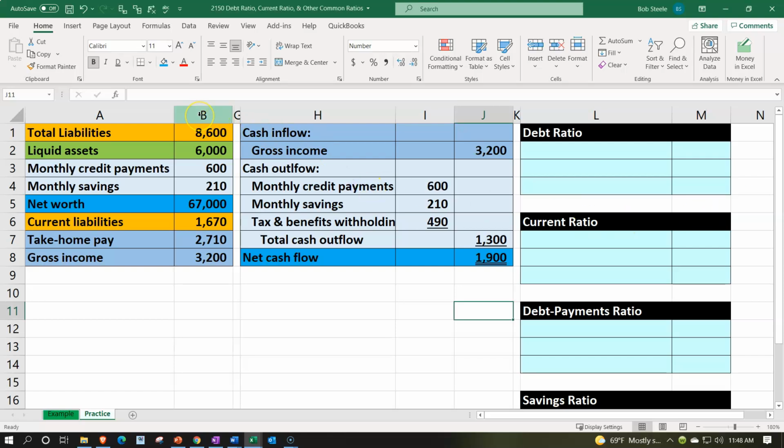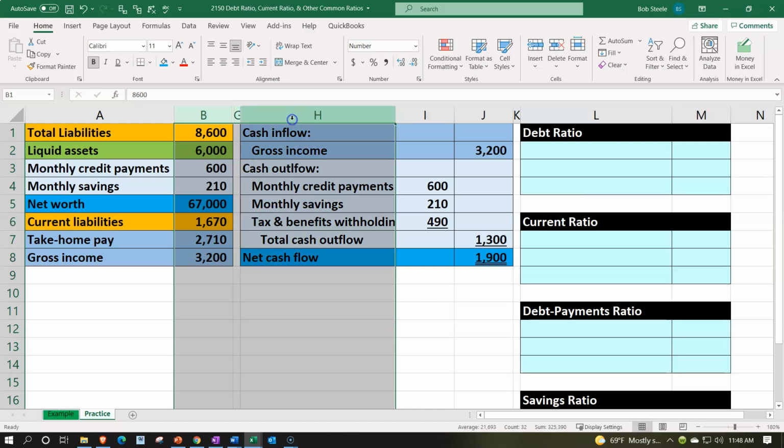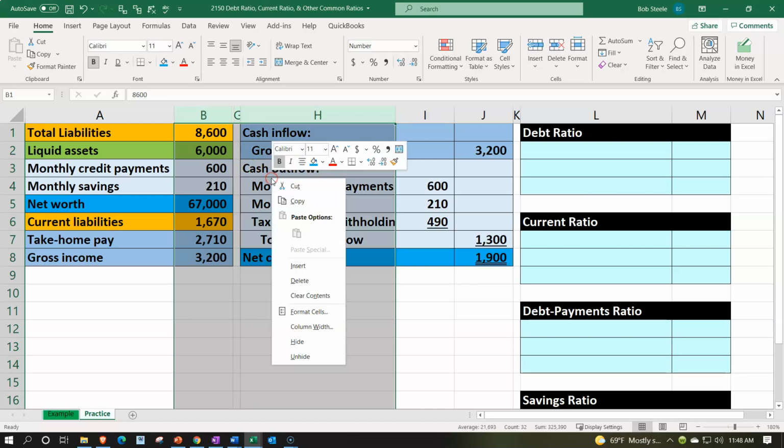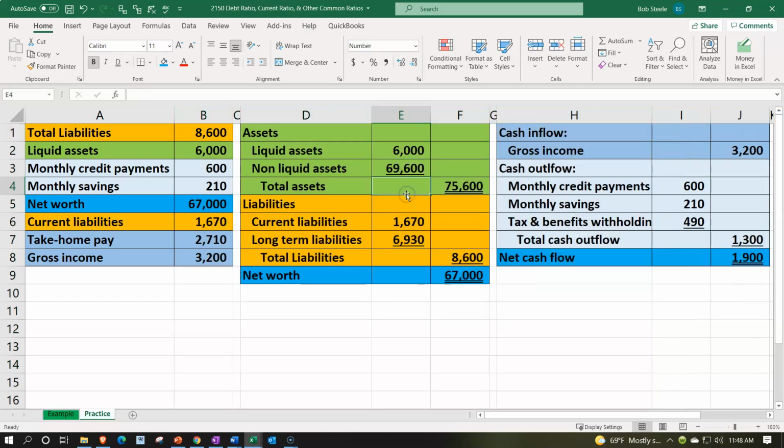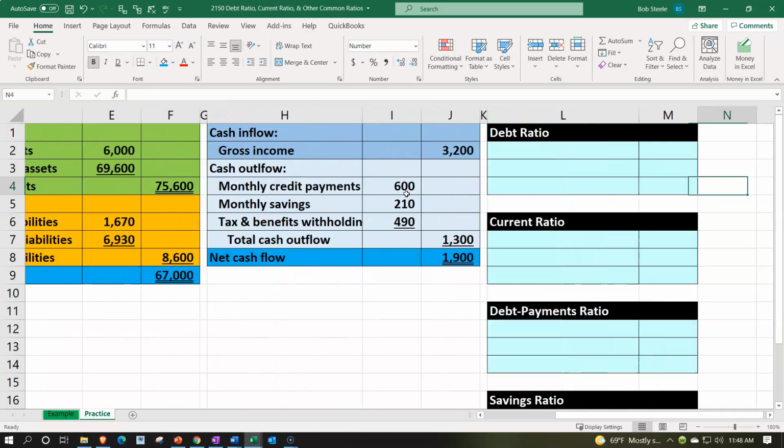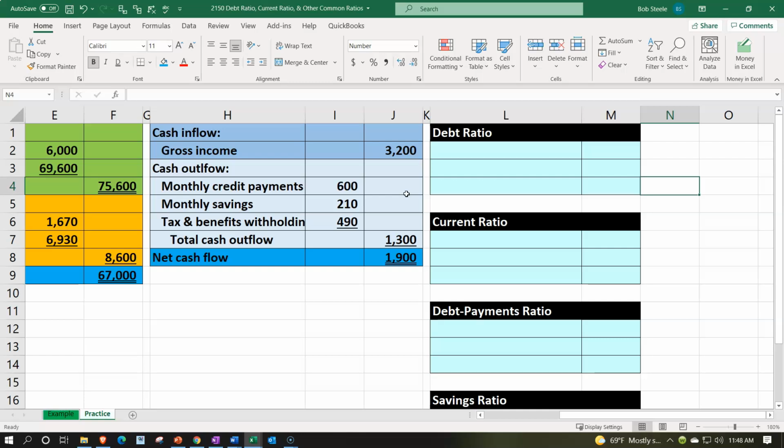I'm going to unhide from B. I'm going to select from column B to column H, let go, right-click the selected area, and unhide. And so now we can think of some common ratios over here. So we've got the debt ratio comparing our debt, which is our liabilities, to our net worth. This would be a debt equity ratio from a business standpoint.